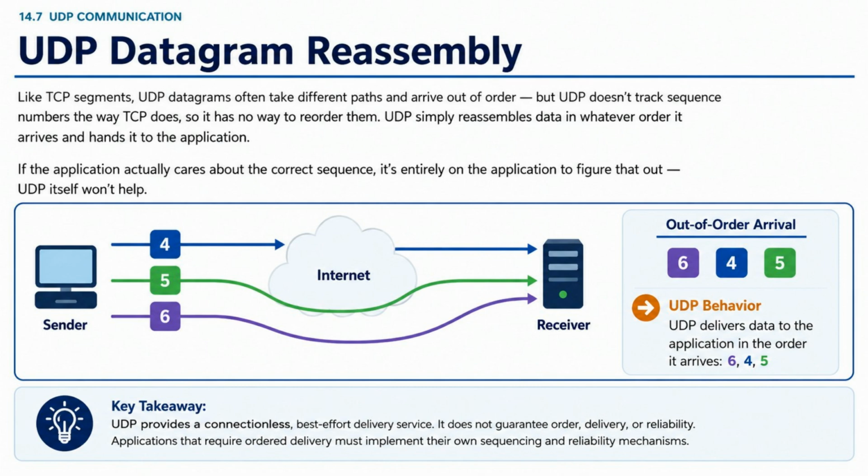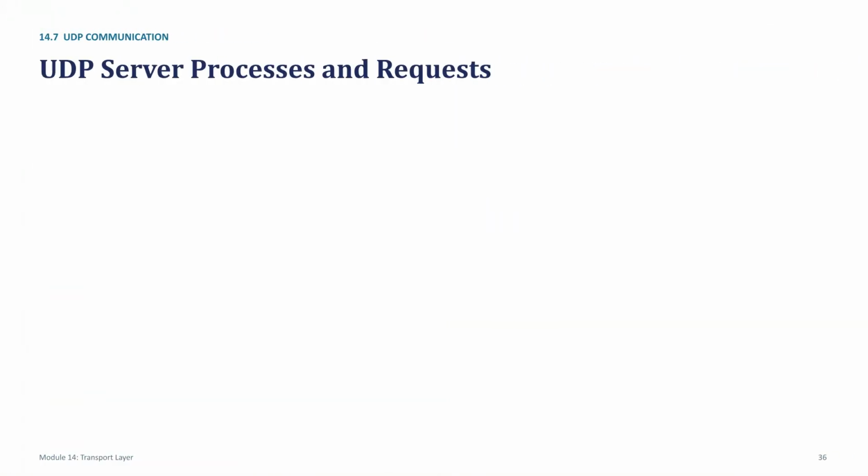Like TCP segments, UDP datagrams can take different paths and arrive out of order, but UDP has no sequence numbers, so it has no way to reorder them. UDP just reassembles data in whatever order it arrives and hands it straight to the application. If correct ordering actually matters, it's entirely on the application itself to sort that out. UDP won't help. Just like TCP, UDP server applications get assigned well-known or registered port numbers.